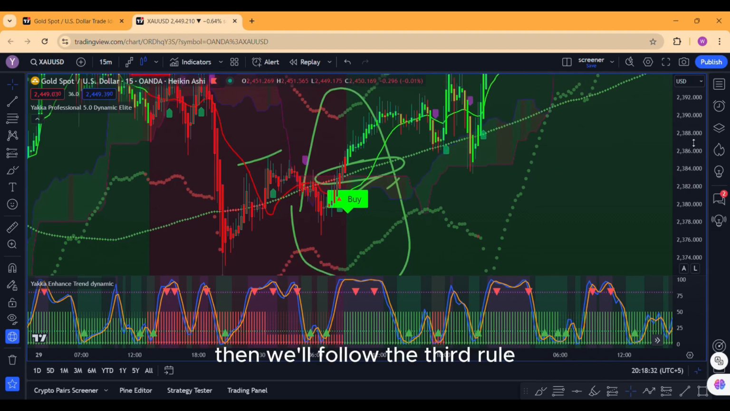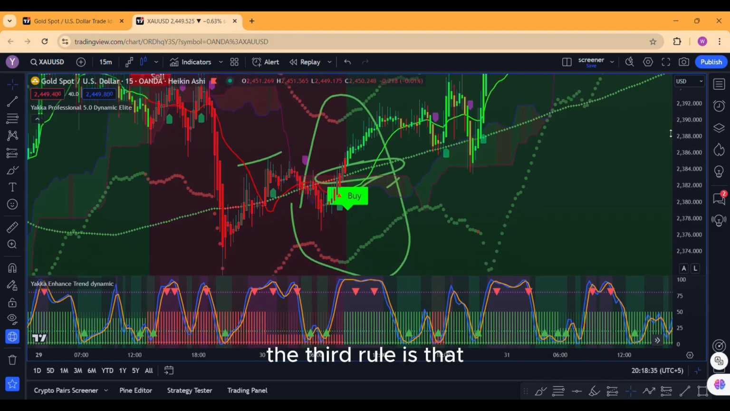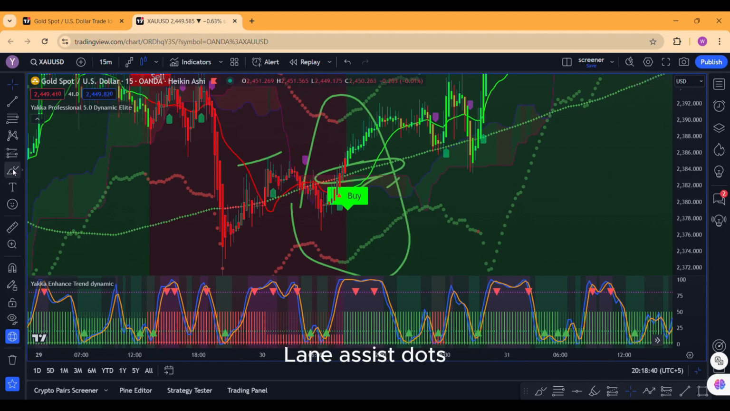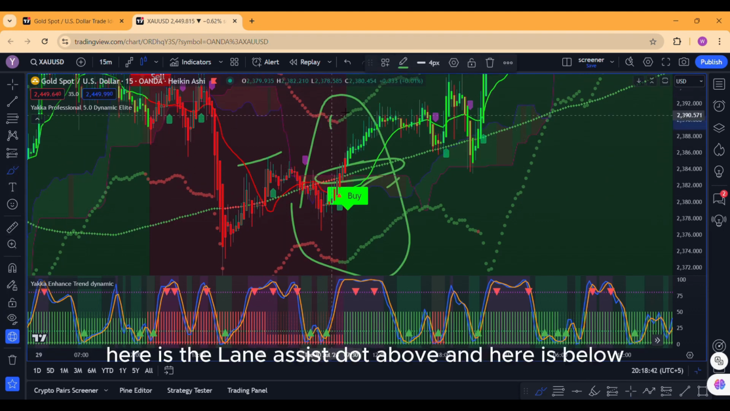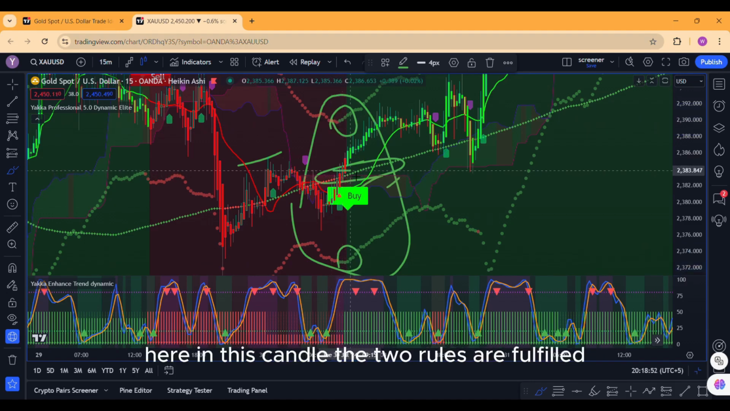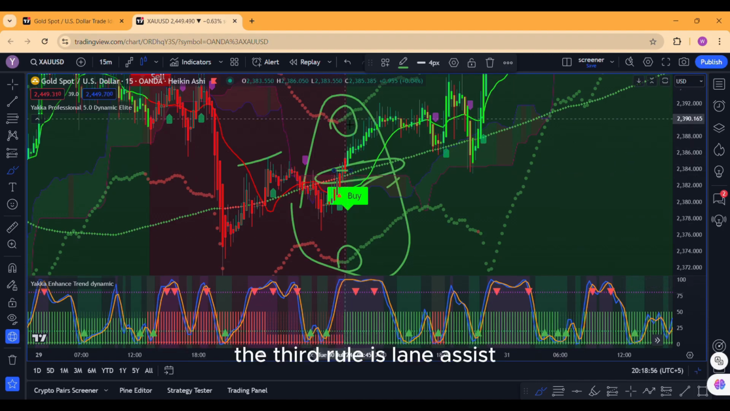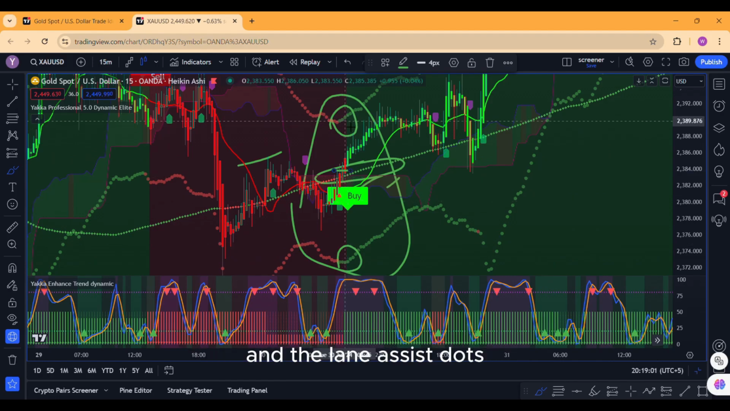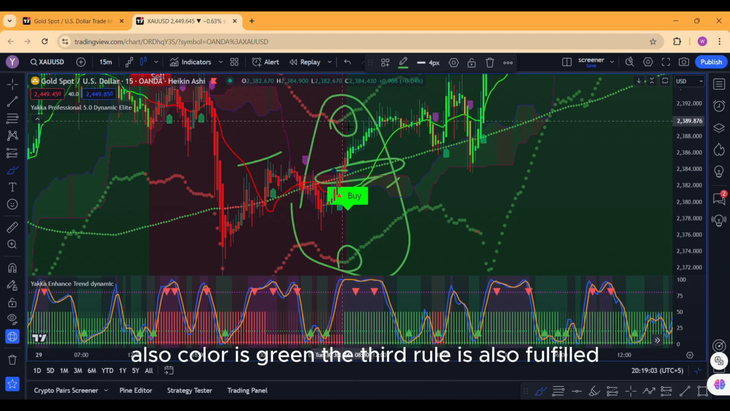Then we follow the third rule. The third rule is that there is the lane assist dot. Here is the lane assist dot above, and here is the below. Two rules are fulfilled here in these candles. The third rule is lane assist. We see that there is a signal of the buy, and the lane assist dot color is also green. The third rule is also fulfilled.